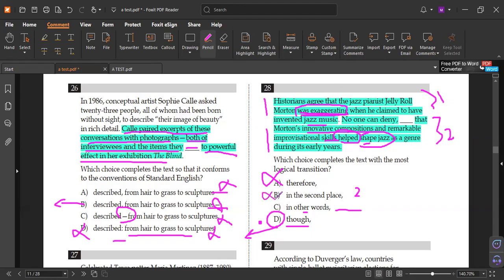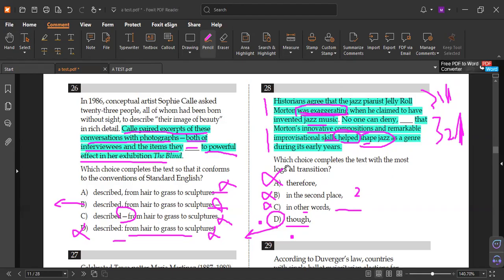So B is wrong. In other words, it means this point has the same meaning as this point, but in different words. So it's wrong. So letter C is wrong. So your job is to memorize the purpose of these transition words. "Though" is for contrastive ideas, opposite ideas, how he was lying and how he did a lot of good actions. That is the point.